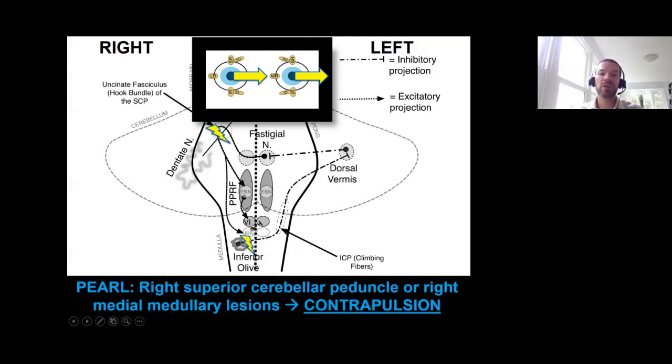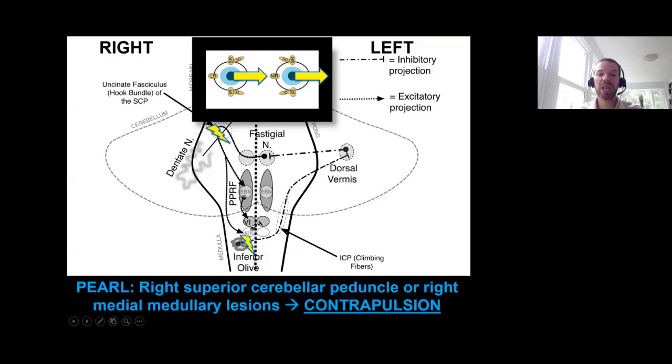If you had a left lateral medullary stroke, it would be ipsipulsion, because the eyes are going toward the side of the lesion, but it's the same exact pathway. The end result of multiple lesions here, here, or here will be exactly the same. So it's all about the company it keeps.